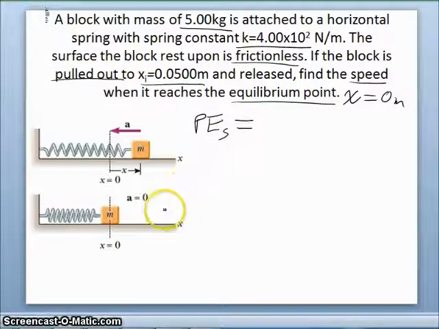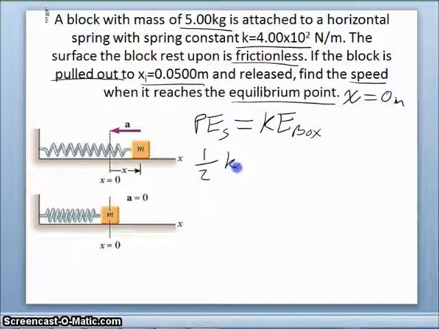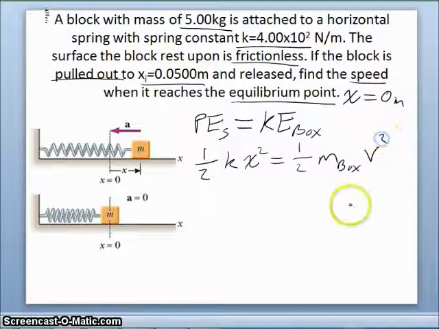When we let it go, all of that energy is going to be transformed into another kind of energy until it reaches the equilibrium point. It's going to be turned into kinetic energy, specifically kinetic energy of the box. Okay, so now that we've collected all of our energies, let's break this down. So the potential energy that we have in the spring is equal to 1/2 kx squared, and the kinetic energy of our box is equal to 1/2 mass of the box times the velocity of the box squared.